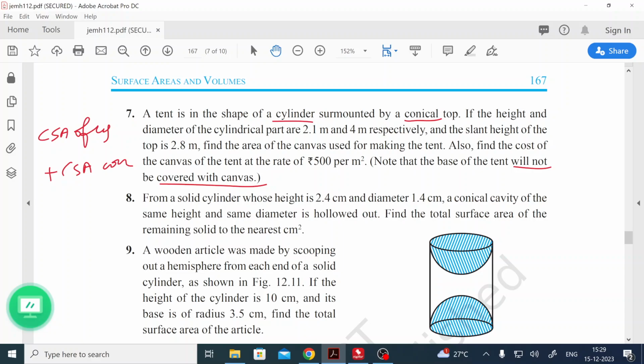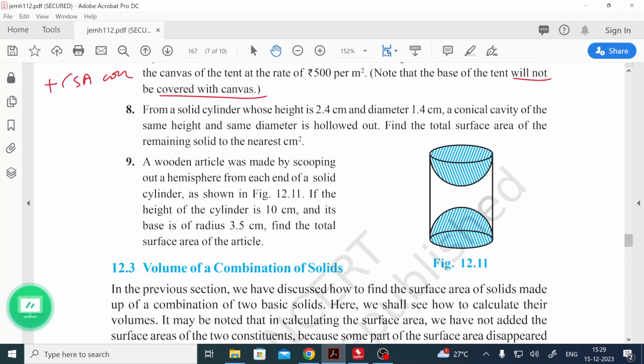Like the paint, what I said, same thing you have to go. Then CSA first, CSA second we can go. Base is not included, base is included. If they are not using cloth for the base, then you can go CSA first figure, CSA second figure, plus if they use the base, plus pi r square you have to add. Do you understand? You should be careful like the paint sum in the canvas also.